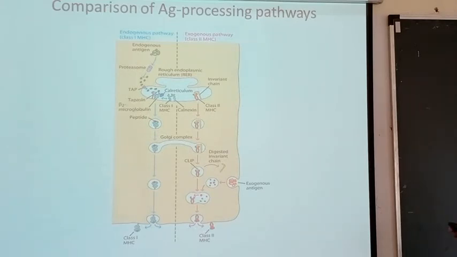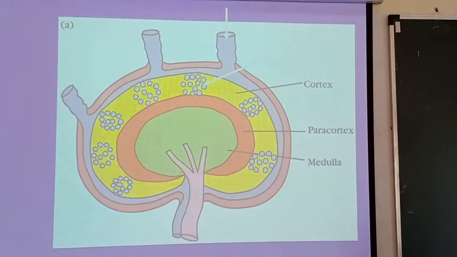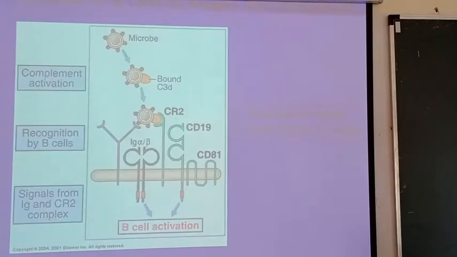Now this is the picture of the lymph node, how the lymph node is there: the medulla, the paracortex, and the cortex. This is the entry of the antigen, how it takes place.